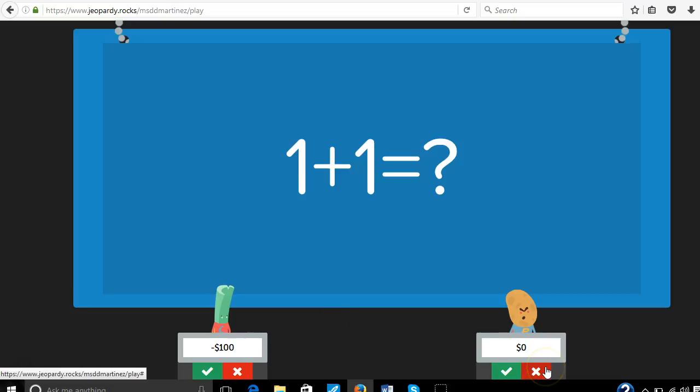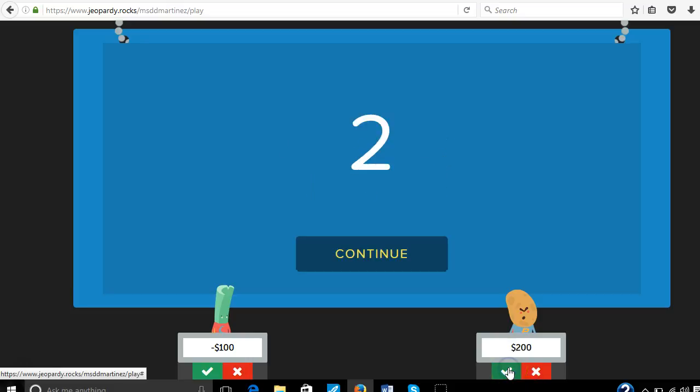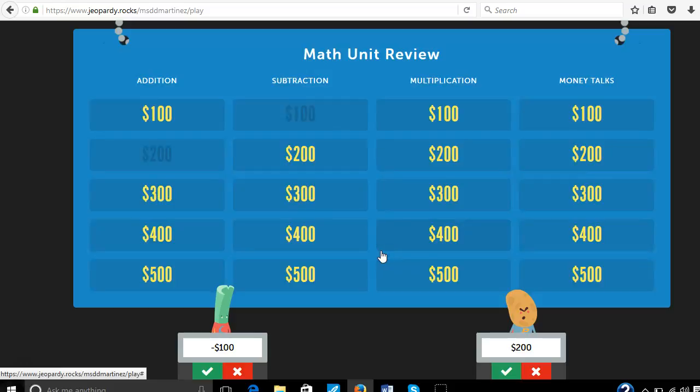So now it would be the potatoes team to go, and if they told me that the answer was 2, then they would be correct. They would get the check mark, and here we go. They get the $200 on their side, and here is the correct answer. And then we would keep doing this until all of the squares here would be no longer showing yellow. The yellow indicates that we haven't played that question yet, and when the numbers are grayed out, like these two that we've played right here, that means that we've already played those questions. The team with the highest positive amount of money will be the winners.